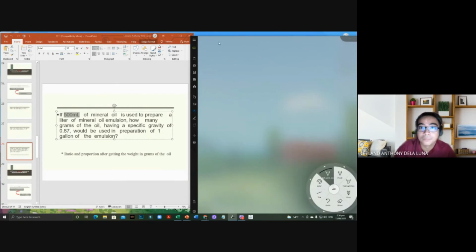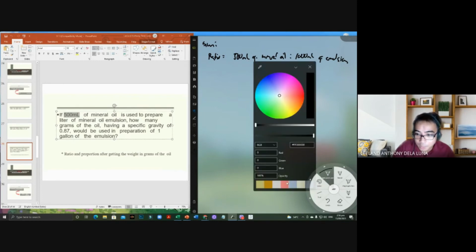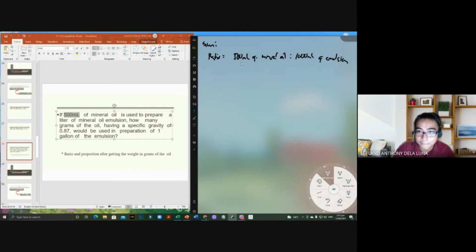Okay? So given natin, ang ating, how do you call this? Ratio. Ratio natin is 500 ml of mineral oil is to 1,000 ml of emulsion. Meaning, to create a 1,000 ml of emulsion, I need 500 ml of mineral oil. Okay? Pero dito pa lang, umpisan ko ng sumingit. Singit muna ako, baka makalimutan ko pa eh. Convert ko na to.